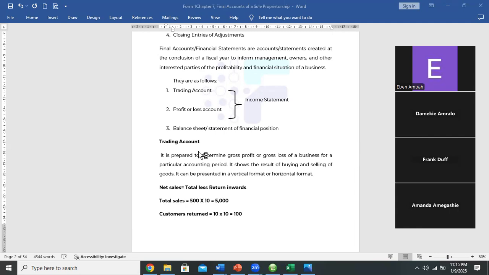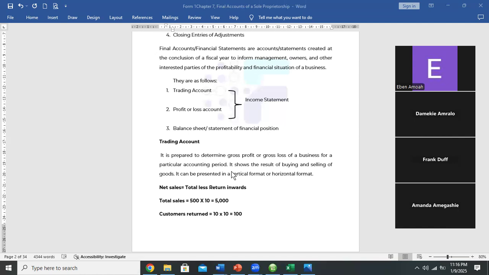And in the trading account, we saw that this account is prepared to determine gross profit or gross loss. And gross profit or gross loss means the profit or loss you are making from buying and selling, because trading in itself means buying and selling. So if a business is into buying and selling of goods, then the profit they make from only the buying and selling is the gross profit or gross loss.